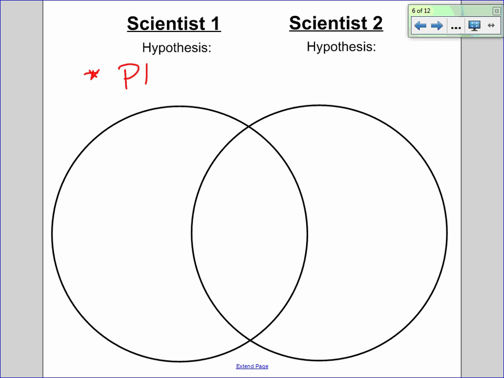Excellent. So scientist 1 says that it's a plant. All right. Scientist 2 says that it should be an animal. All right. Now, what we're going to look at here is sometimes there's things that they agree on, and that's what's going to go in the middle. Sometimes there's going to be things that only scientist 1 thinks, and sometimes there's going to be things that only scientist 2 thinks. All right. So let's get started with one they agree on. What is something that they both agree on?